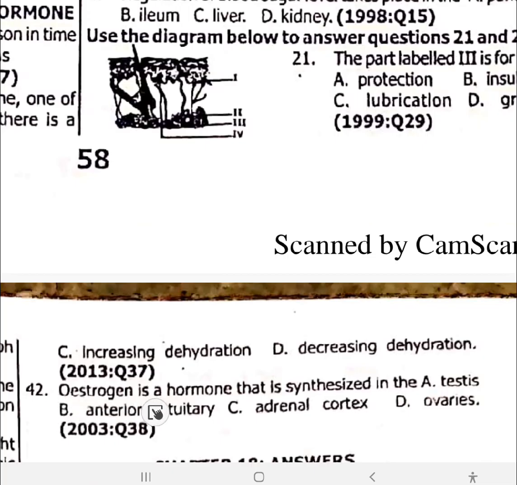Oestrogen is a hormone that is synthesized in the ovaries. 42 is option D, ovaries. Also progesterone is synthesized by the ovaries. The same thing as oestrogen. So progesterone and oestrogen are hormones synthesized in the ovaries. So we've come to the end of this chapter.